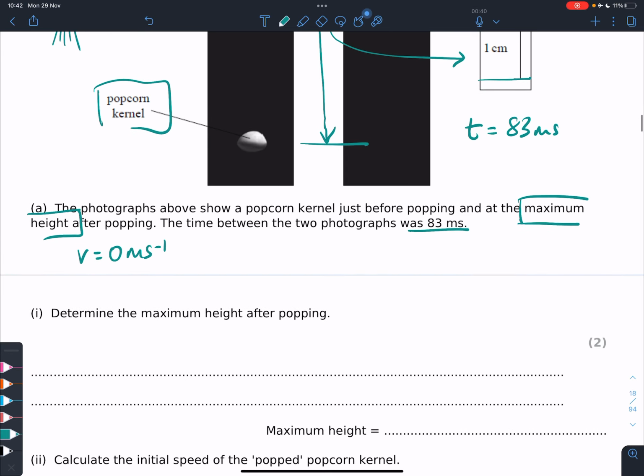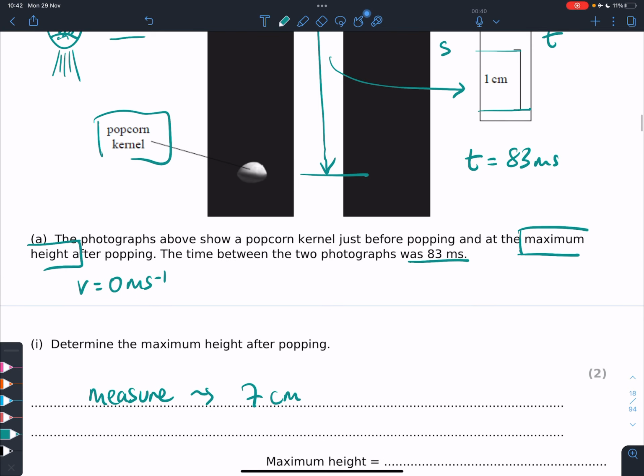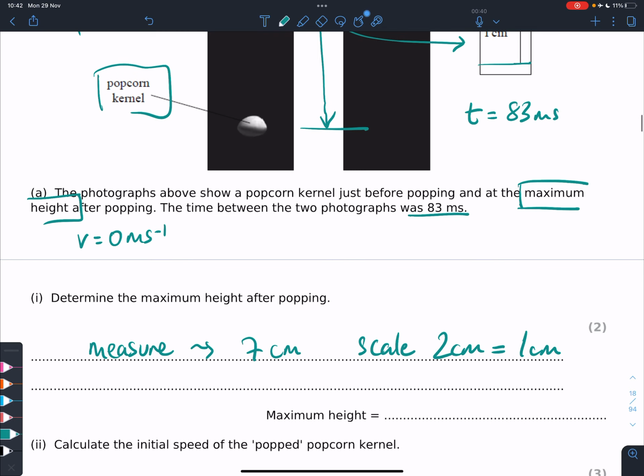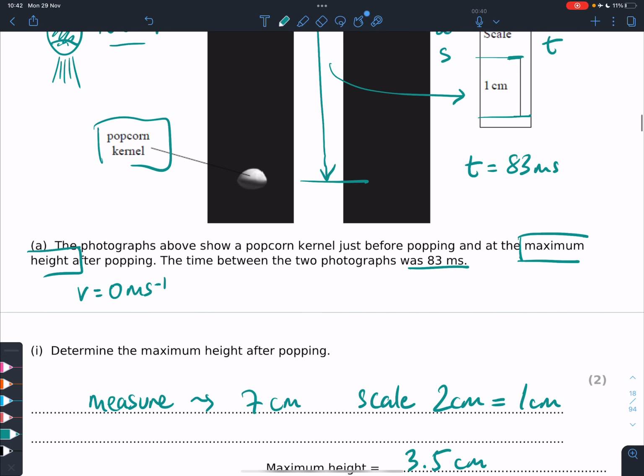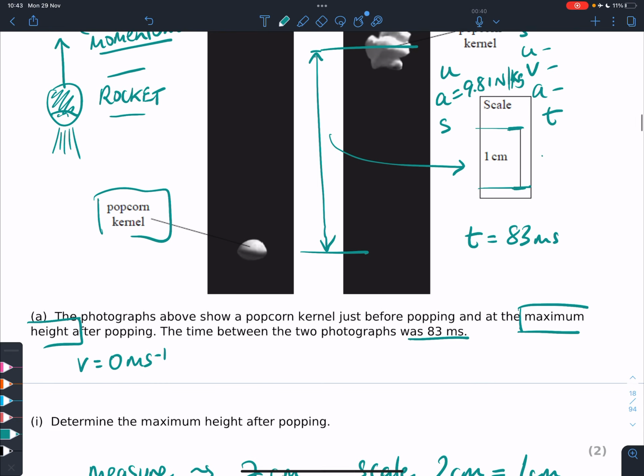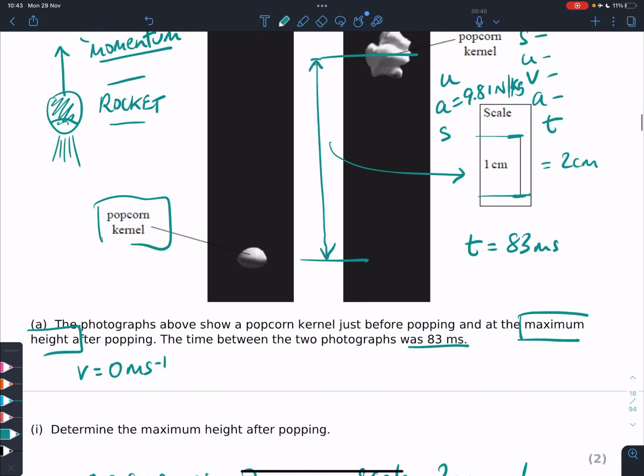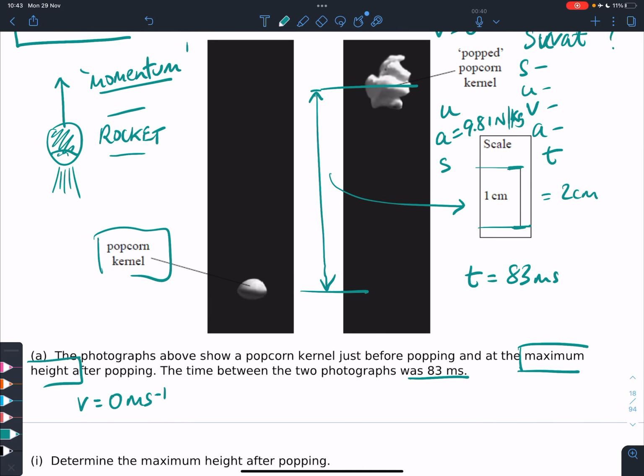So to determine the maximum height, you measure. And when I measured it, it came up to about 7 centimeters on the photo, but the scale was about 2 centimeters is only really 1 centimeter, so the maximum height is about 3.5 centimeters. So using a scale, they're saying that this distance on the photo is equal to 1 centimeter. When I measure that with a ruler, this is actually 2 centimeters. So what that means is the scale is actually just dividing. You measure it, divide by 2 to get the real amount.